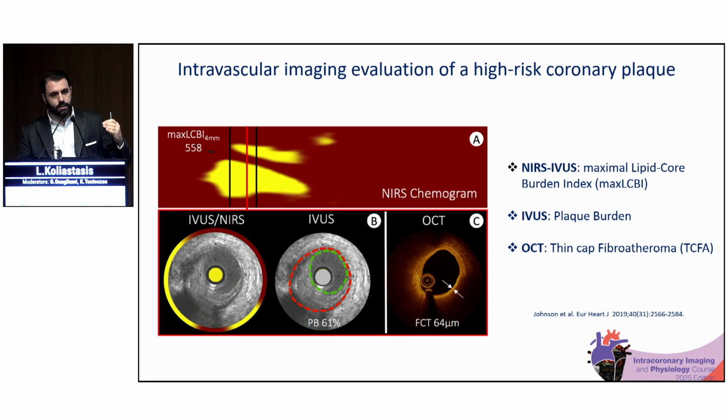With the IVUS, we can assess the plaque burden, the lipid core, and if we combine the IVUS with the near-infrared IVUS, we can be much more sensitive for fat and lipid core, and we can assess and quantify exactly with the NIRS chemogram the maximum lipid core burden index, meaning the fat itself. If it's above 400, it's supposed to be a high lipid burden.